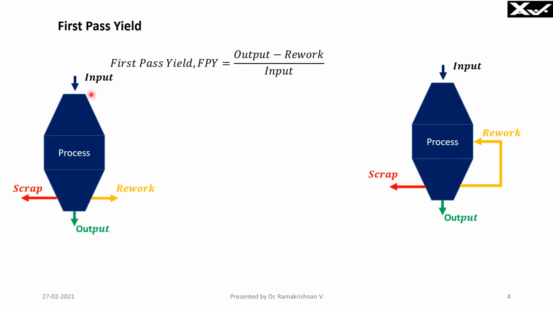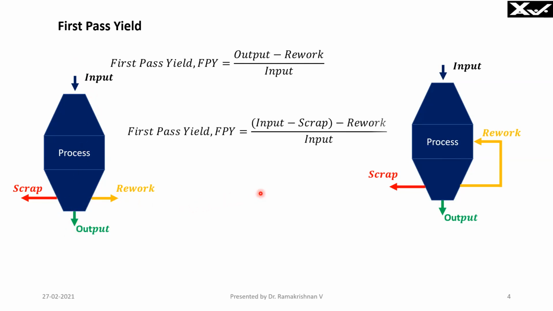Therefore, output is nothing but input minus scrap minus rework. Let input be 360, scrap be 6, and 88 be the rework. So I have to subtract this 88. So 360 minus 6 is output, minus rework, divided by input. This is the first pass yield. This will always be lower than the traditional yield.